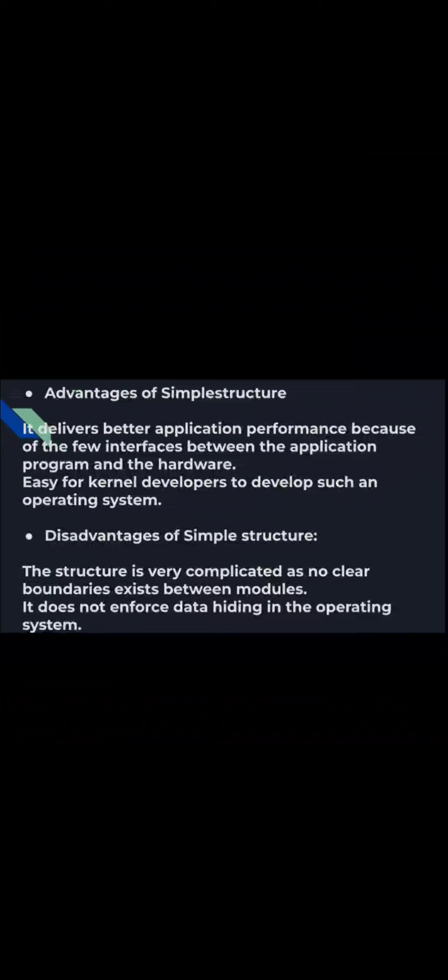Advantages of simple structure. It delivers better application performance because of the few interfaces between the application program and the hardware. It is easy for kernel developers to develop such an operating system. Disadvantages of simple structure. The structure is very complicated and no clear boundaries exist between modules. It does not enforce data hiding in the operating system.